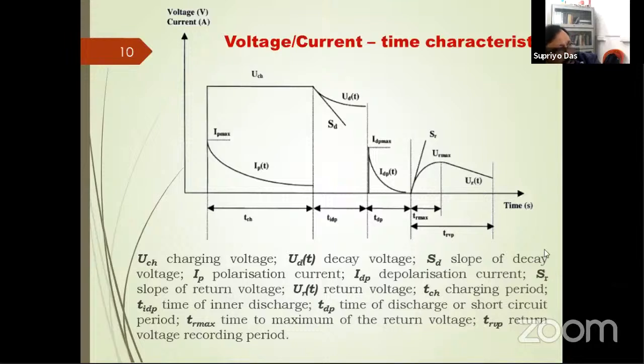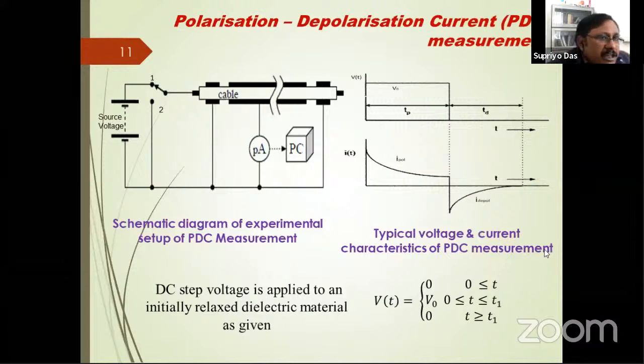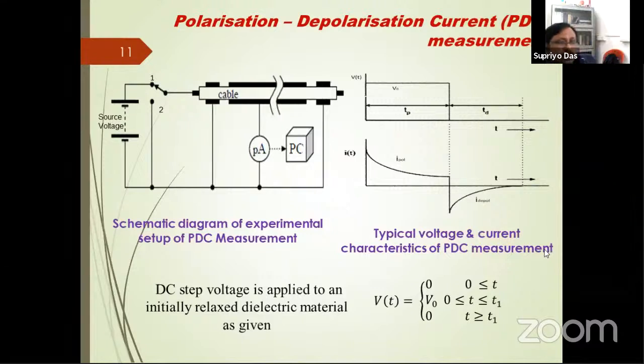Now, for a short duration, if we allow it to relax and then try to find the voltage across the material, we can get the return or recovery voltage characteristics across the material. So this is actually a combined one. We don't do the entire thing, we segregate it. I will show you that only a part of this is taken for a particular method. We start with polarization depolarization current measurement.